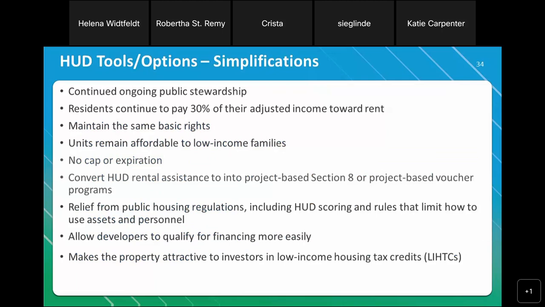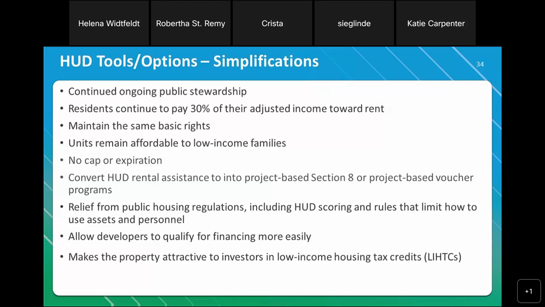On the simplification for RAD or asset repositioning, just in general, the ongoing public stewardship doesn't go away. We have talked about how being able to maintain affordable housing is important. And of course, it provides the public stewardship necessary to ensure that affordable housing is stabilized and maintained, to continue only paying 30% of the adjusted income towards rent by the tenant, and then guaranteeing the same basic rights for the tenants. So these are argument points that can be conveyed to tenants as to why this is a good thing for them and the housing authority.